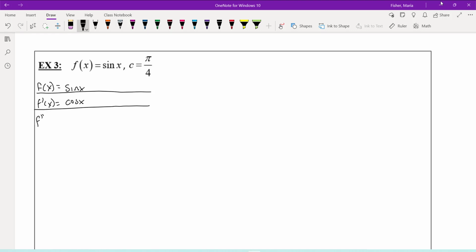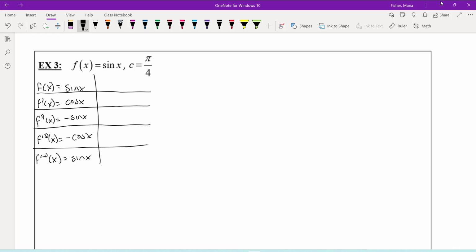The derivative of the cosine of x is the negative sine of x. The third derivative here, the derivative of the negative sine of x, is the negative cosine of x. Fourth derivative, the derivative of the negative cosine of x is just going to be the sine of x.